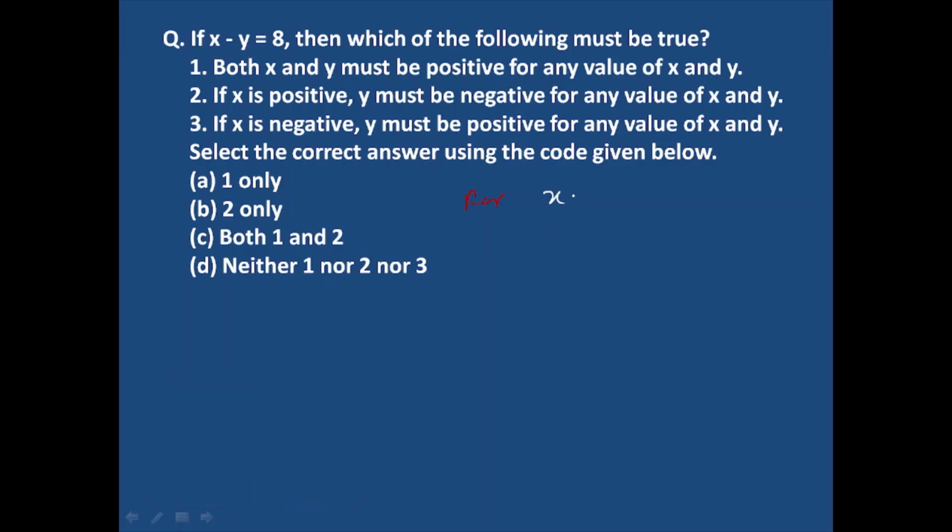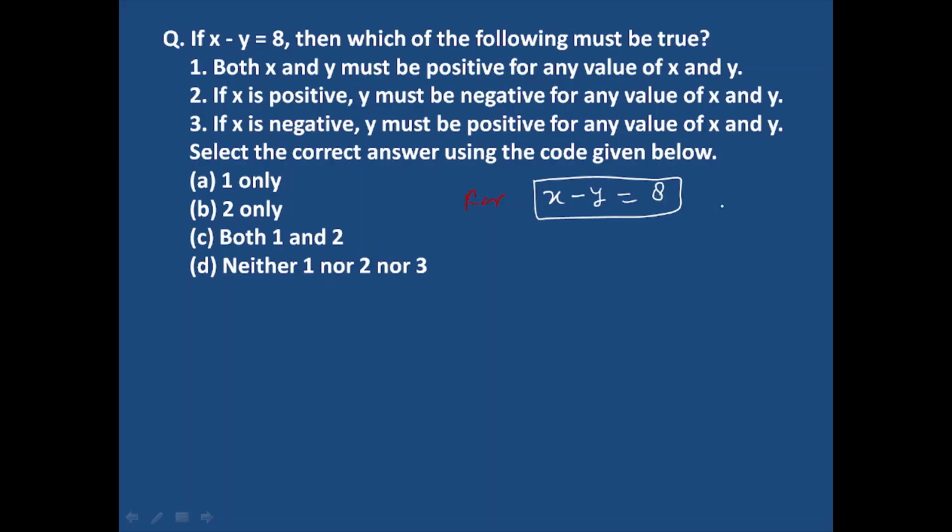x minus y is equal to 8. This is the relationship and we have to verify each of the given statements against this relation. The first point is: both x and y must be positive for any value of x and y. For both x and y must be positive to fulfill this condition.